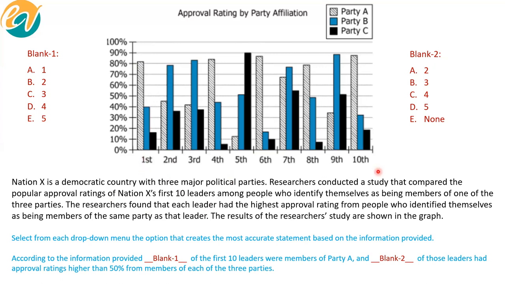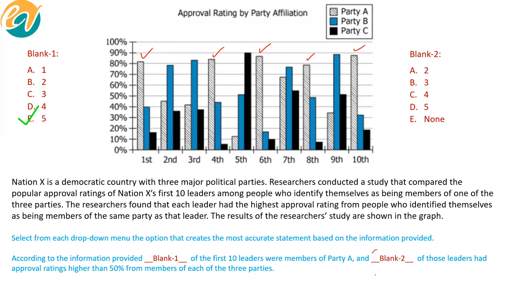So how many of these leaders were from party A? Very nice, Gautami. So we will just look at each of the leaders and find out where the approval rating is highest from members of party A. So clearly, this would be one. Then fourth, am I correct? This, then sixth, then eighth, and then 10th. So 1, 2, 3, 4, total 5.